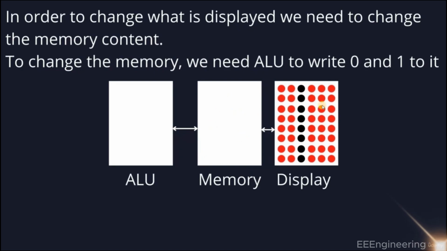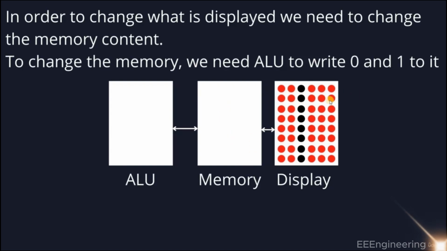In order to change what we're seeing here in the display, we need to change the content of the memory, right? We have said that there is a flip-flop mapping to every one of these lights. So we have a flip-flop here, a light here, a flip-flop here, a light here, and so on and so forth. So in order to change the display, we need to change the content of the memory, okay? The device that changes this is actually the ALU. So the ALU is going to write data to this memory, right?